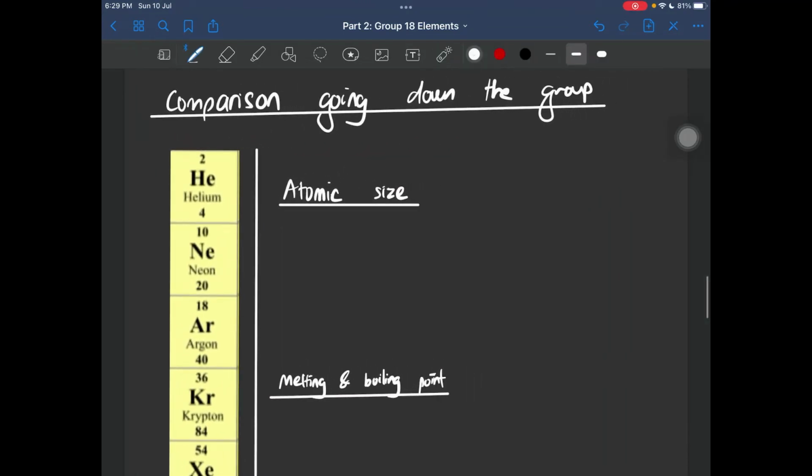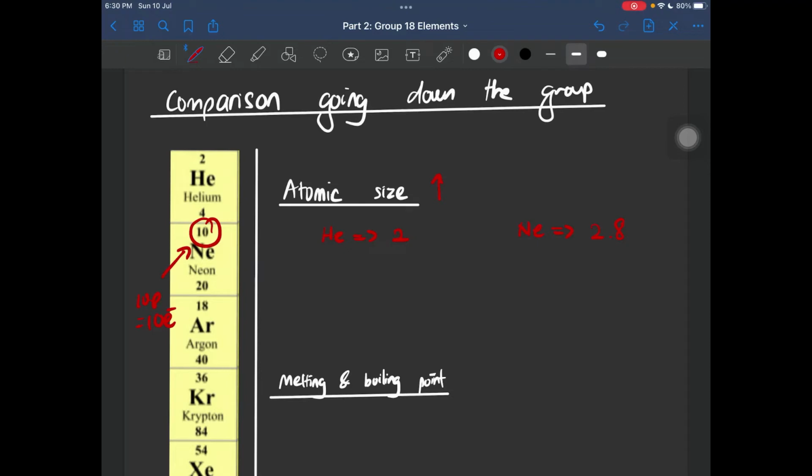So for the atomic size, when we're going down the group, the atomic size will actually increase. Why will it increase? Let's say we have helium, so the electron arrangement is going to be 2. And then let's say we have neon. Neon has 10 electrons, because it has 10 protons. 10 protons equals 10 electrons. Therefore, the electron arrangement is going to be 2, 8.